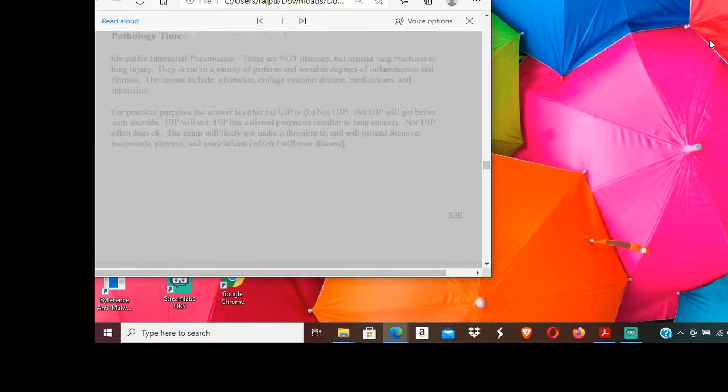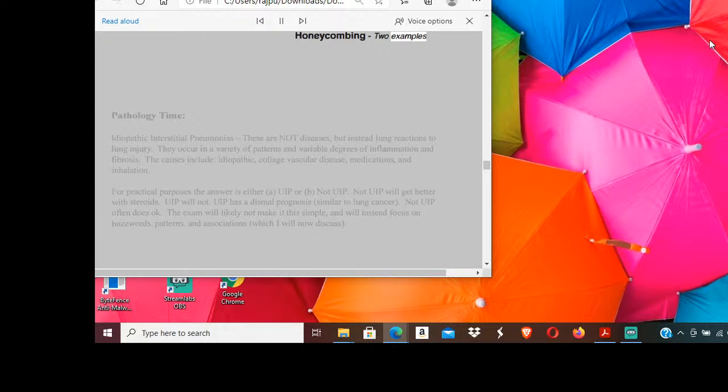Pathology time. Honeycombing, 2 examples. Idiopathic interstitial pneumonias. These are not diseases, but instead lung reactions to lung injury. They occur in a variety of patterns and variable degrees of inflammation and fibrosis. The causes include idiopathic, collagen vascular disease, medications, and inhalation.